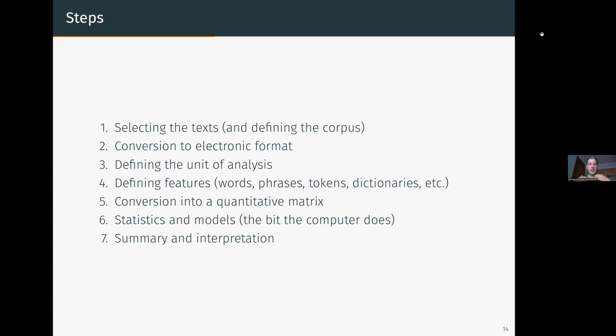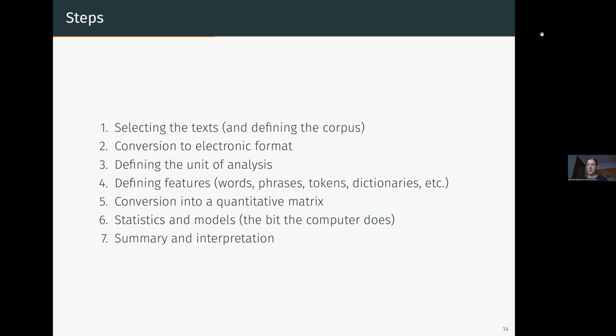You need to convert this to electronic format, and then you have to figure out what it is you want to measure. Are you interested in emotions? Are you interested in party positions? Are you interested in word choice? What is it you care about? And with that, you have to define what your features are. Are you looking at individual words? Are you looking at longer phrases? Are you looking at tokens, which can also be n-grams, like two words in a row, etc.? And you care about dictionaries, which words occur.